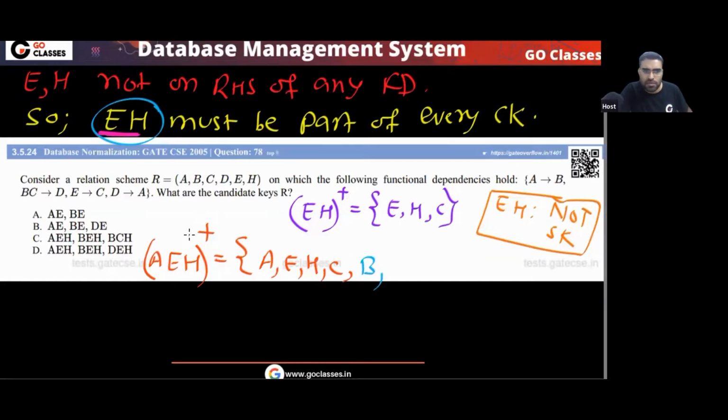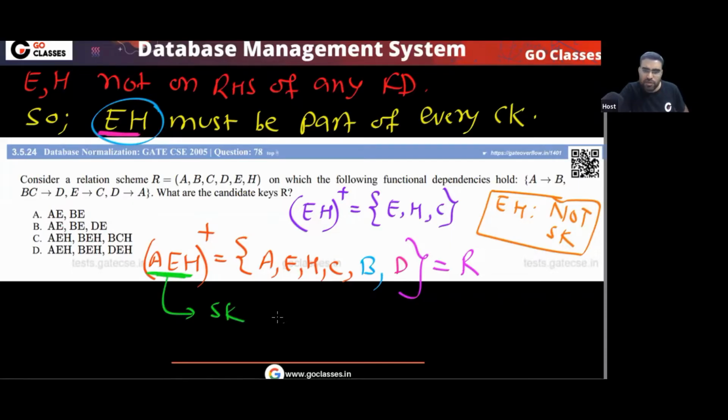What else? You can see BC can determine D. Correct? So you got D also. Okay, did we get all the attributes? Yes, we got all the attributes, so we got the entire relation R. So what does this mean? This is a super key.